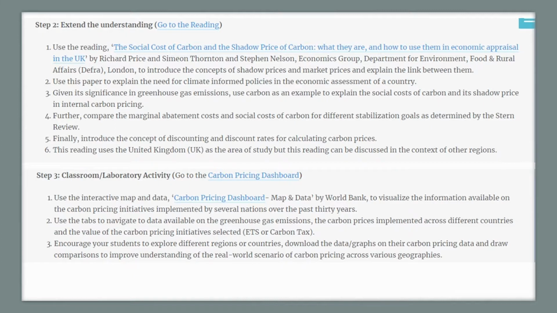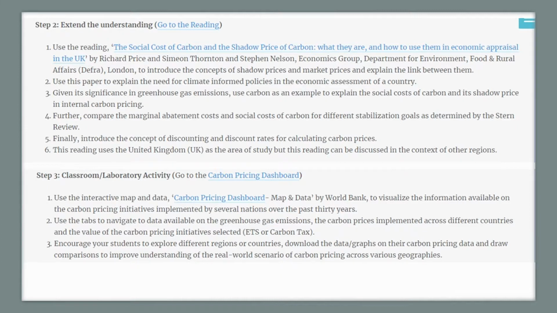Compare the marginal abatement cost and social costs of carbon for different stabilization goals as determined by the Stern Review. Finally, introduce the concepts of discounting and discount rates for calculating carbon prices.